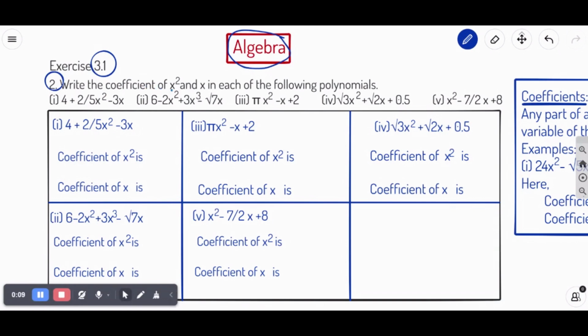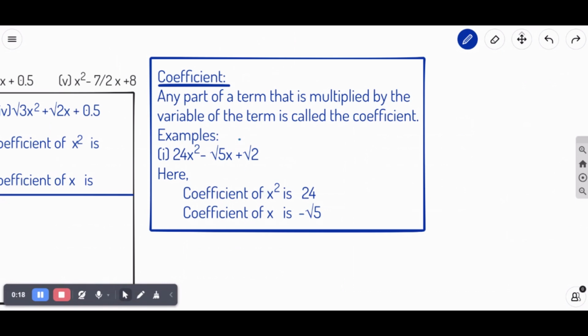What are the coefficients of x square and x? First of all, let us see what a coefficient is. A coefficient is nothing but any part of the term that is multiplied by the variable. If you take x square here, it is multiplied by 24, so 24 is the coefficient of x square. Whatever it is multiplied with becomes its coefficient. What is the coefficient of x here? Minus root 5. You have to take the symbol also.